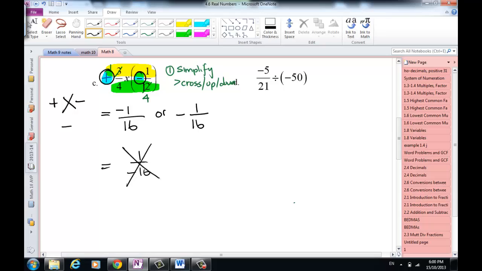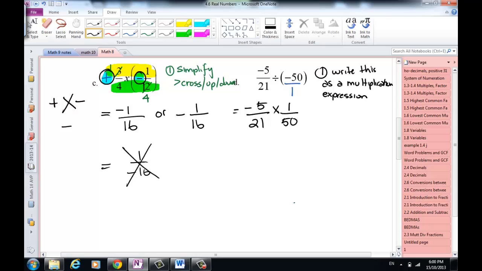Okay, last one. So to start off with, what I have is negative 5 over 21 divided by negative 50. So my first step, I'm going to write this as a multiplication expression. Remember, it's just like having negative 50 over 1. So I can rewrite this. The first piece stays the same, negative 5 over 21. And I multiply by the reciprocal, so I just flip it, 1 over 50.